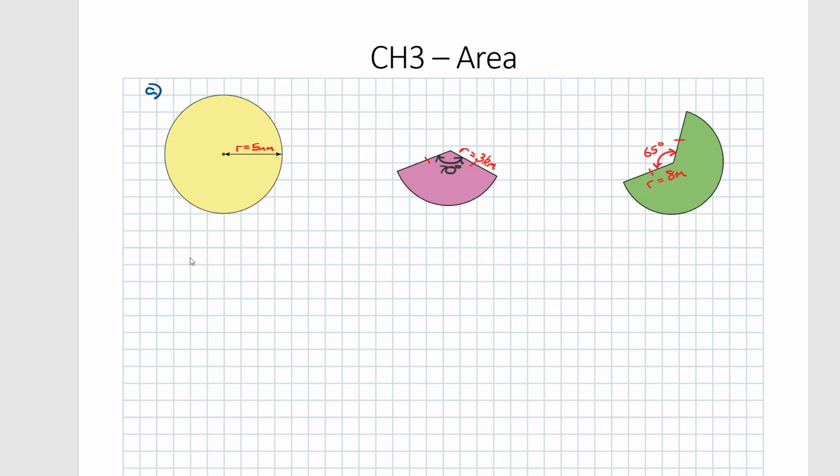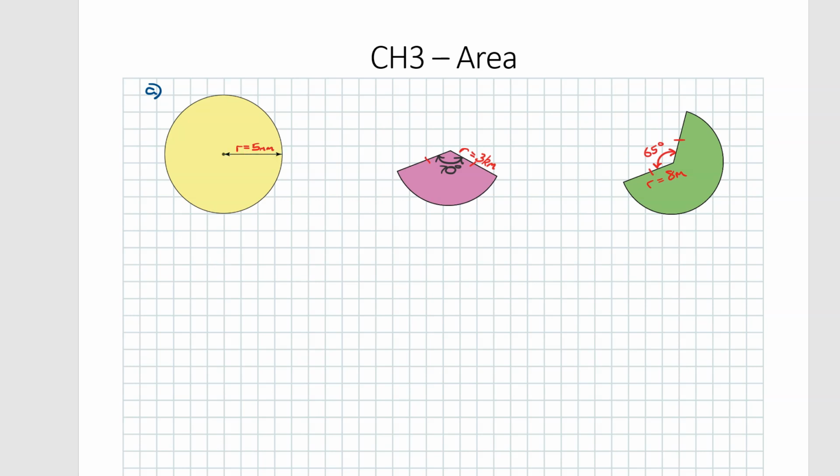In this video, we're going to have a look at how we can perform calculations that calculate the area of a circle. So looking at example A here, we've got a full circle with a radius of 5 millimeters. Radius being the line that goes from the outer edge all the way to the center.